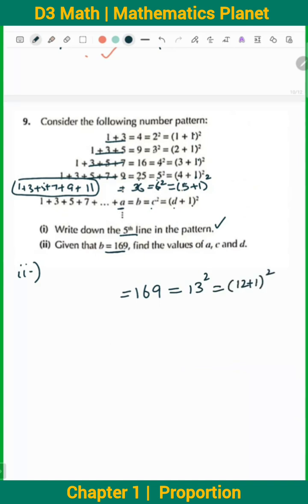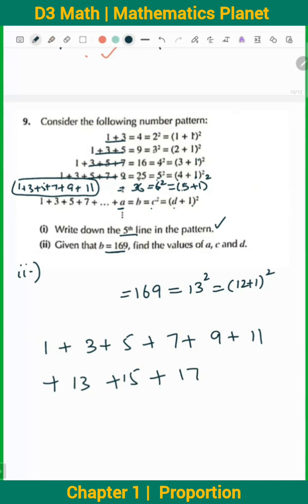So a is the problem. We have to start calculating. How can you find a? You have to write 1 plus 3 plus 5 plus 7 plus 9 plus 11 plus 13 plus 15 plus 17. Let's calculate till 17 to see if you get 169 or not. What did you get? 23 plus 25.